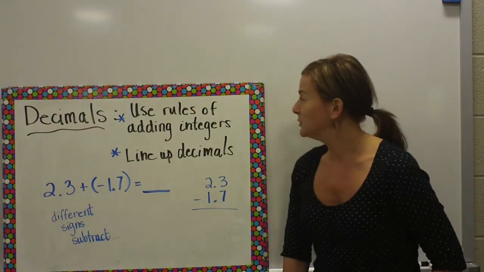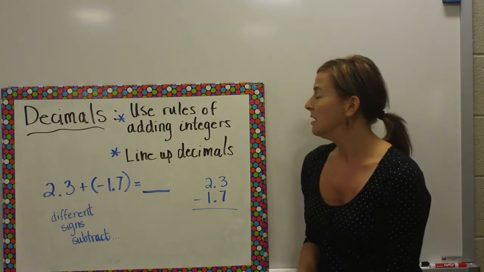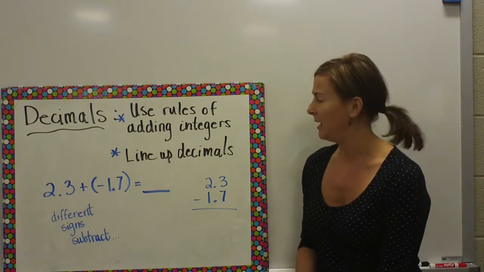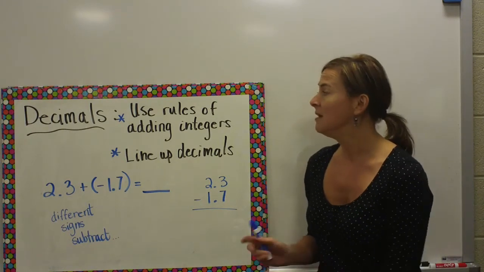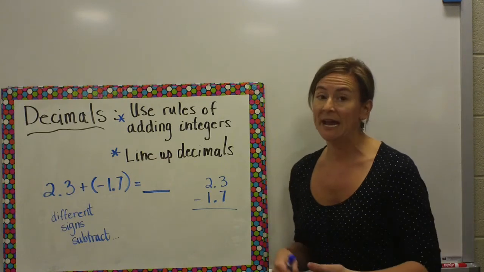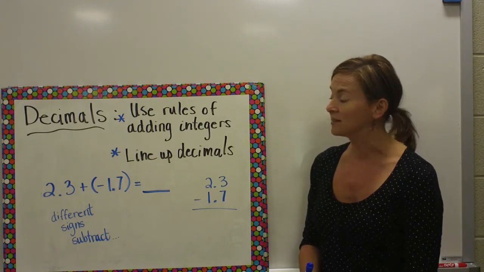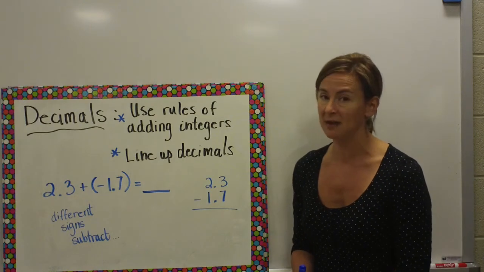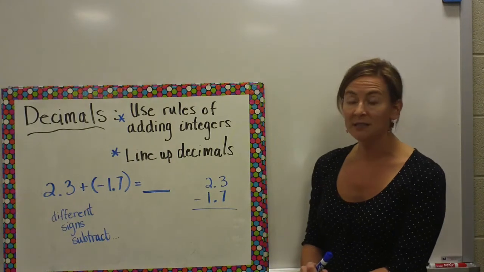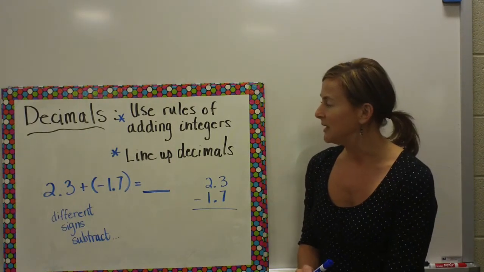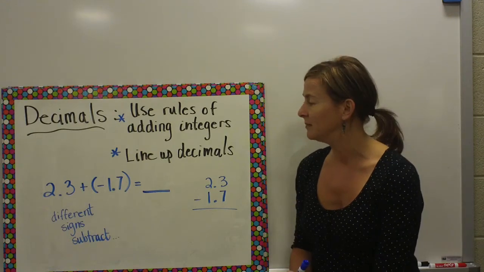The first thing I'd like you to remember is that with decimals, you need to use the rules of adding integers. And we have our little song with the Row, Row, Row Your Boat theme that talks about same signs add and keep, different signs subtract. Take the sign of the farthest number, and then you'll be exact. And the second step that you need to remember when we are adding decimals is to make sure that you line up the decimals.